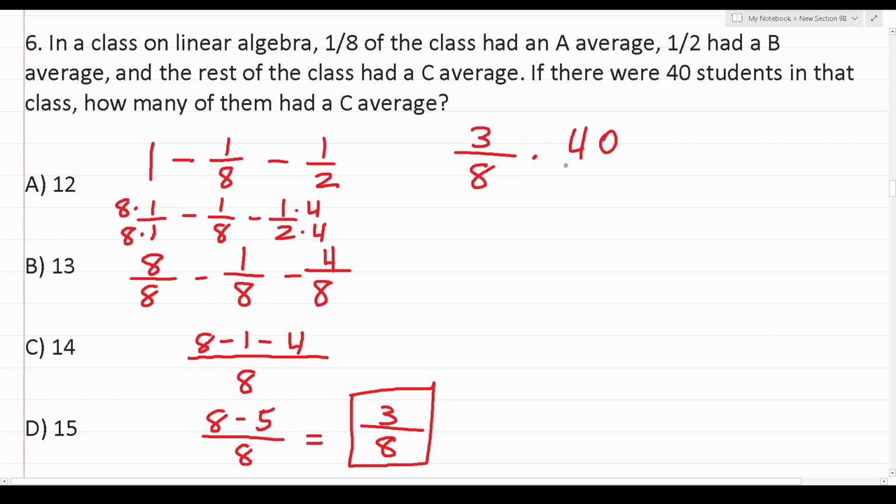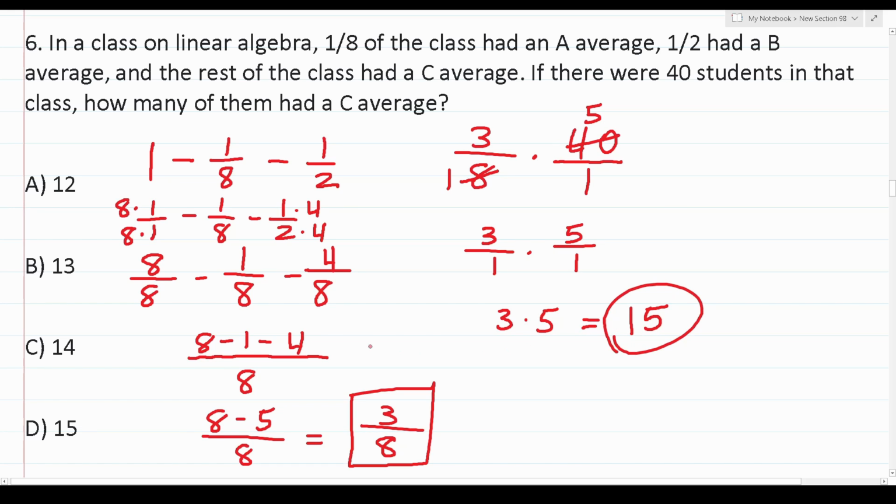And if it's helpful, you can write 40 as a fraction by placing it over 1. And now we can actually say this. 8 goes into 8 one time. 8 goes into 40 5 times. So this becomes 3 over 1 times 5 over 1. Again, anything over 1 is just itself. So 3 divided by 1 is 3. 5 divided by 1 is 5. 3 times 5 is 15. So 15 of the 40 students had a C average.